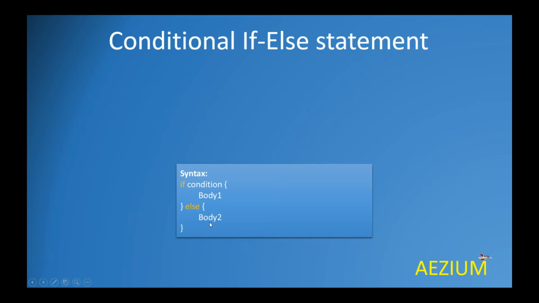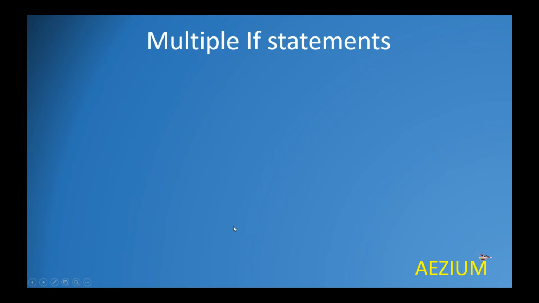So the body of the else clause here, which I'm calling body 2, is what would be executed if the condition here is not true. If the condition is true, body 1 is executed, otherwise body 2 is executed.